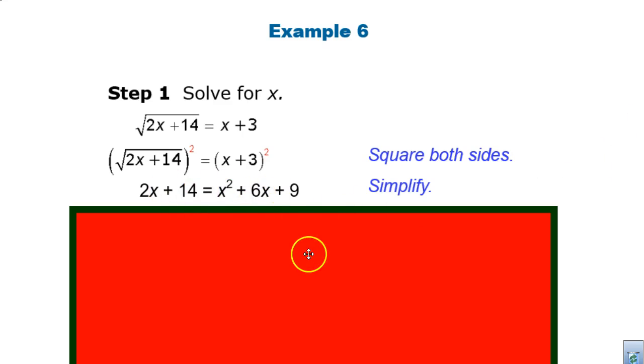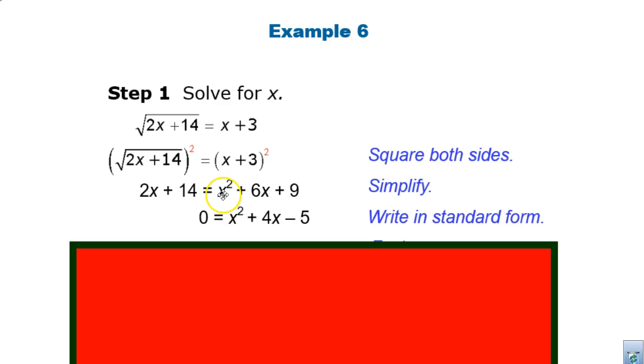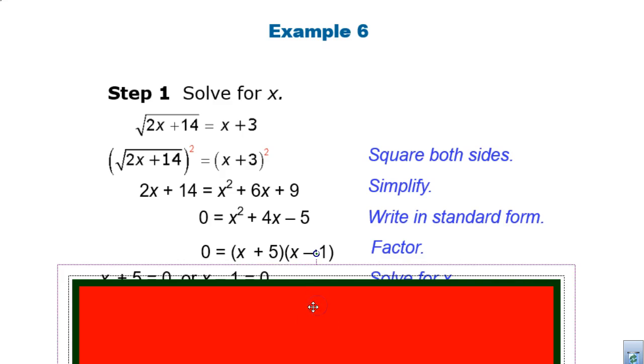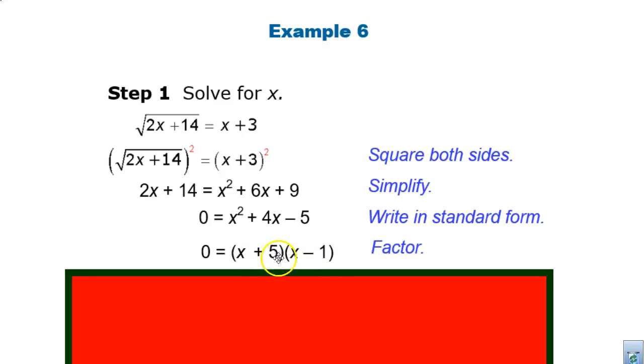All right, well, now we've got a quadratic. We're going to get everything on the same side of the equal sign. Remember, x squared, this term needs to be positive. So we're going to take everything to the right using addition and subtraction, and we get x squared plus 4x minus 5. Well, this also factors to be x plus 5 times x minus 1.